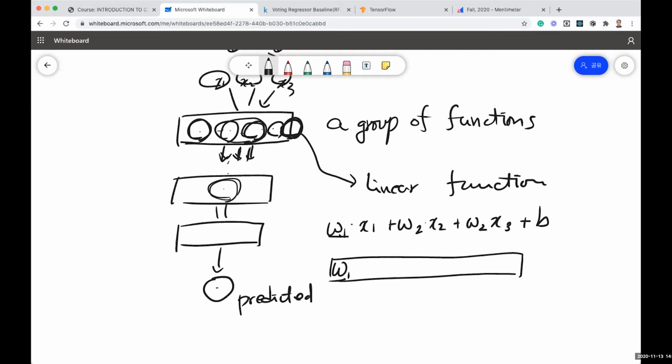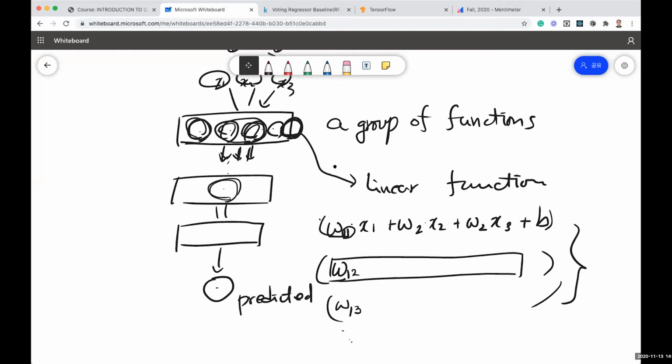So to be mathematically correct, I have to put another index here so that this is the first parameter in the first node, this is the first parameter in the second node, and this is the first parameter in the third node, and so on. So you may think this is just one node, and this is just another node, and this is just another node, and all these things are inside just one layer. And that is the basic form.